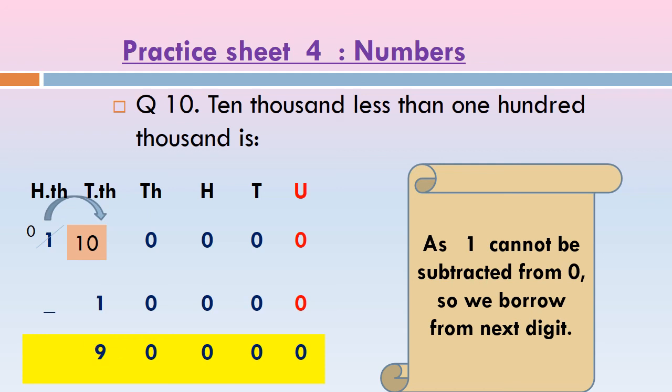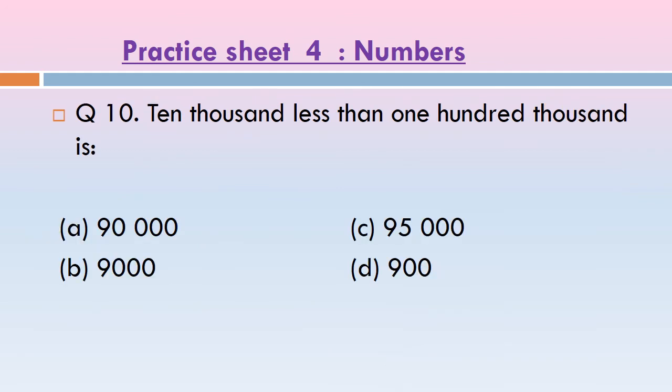Now here at 100,000 place, there is only 0. So here there is no need to write 0. So our answer will be 90,000. So in which option there is 90,000? Yes, in option A, which is the right answer.